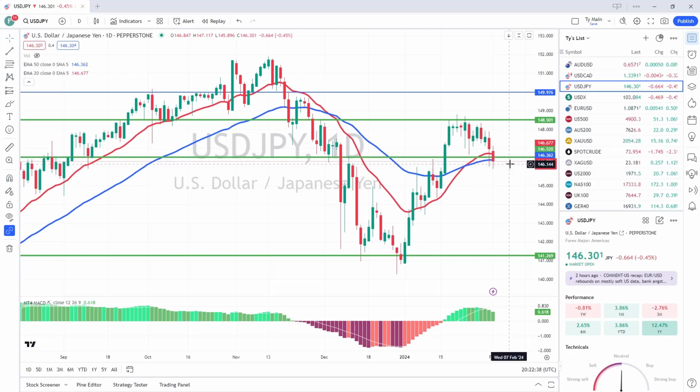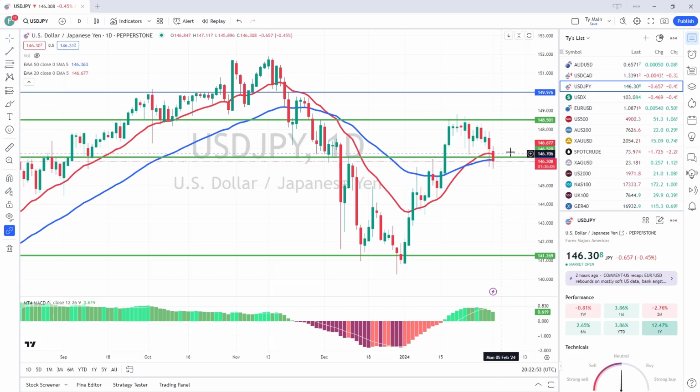But if it does go short and it breaks through all this noise, there is a fair bit of noise underneath it, I would wait for a retest back up to that 146.50 level before we actually short it. So let it break down, then come back and retest it, then look for a shorting opportunity from there. Then it makes a bit more sense.